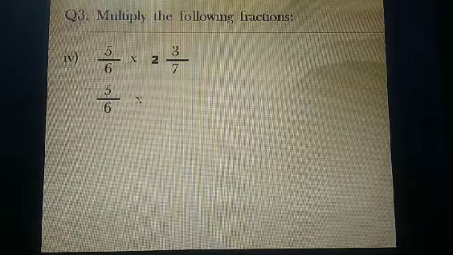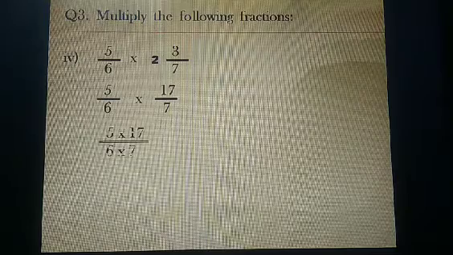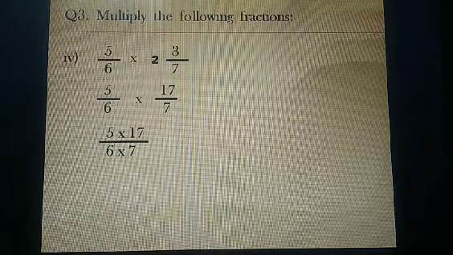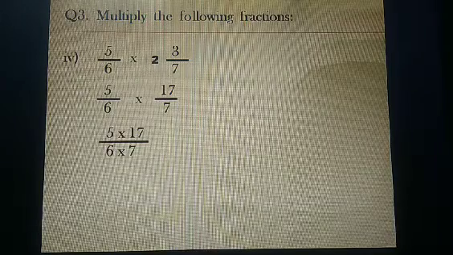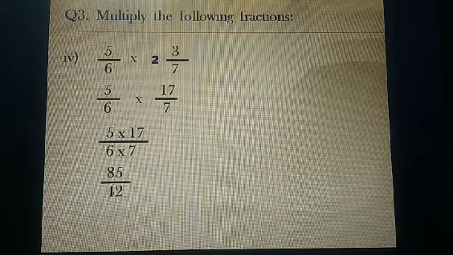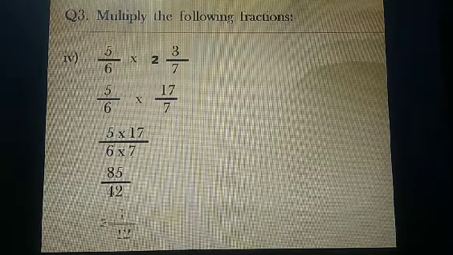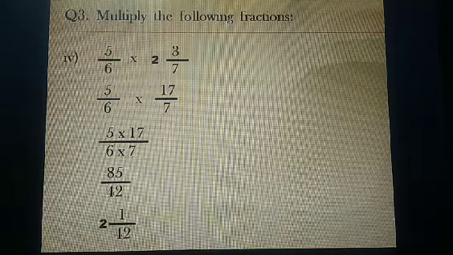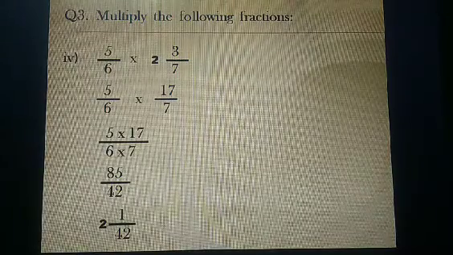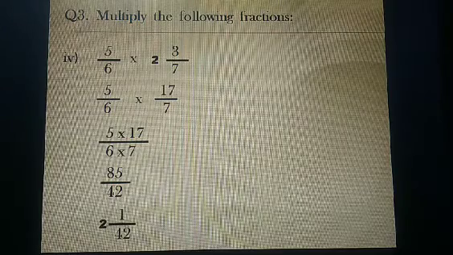Next sum, again 5 by 6 into, change the second fraction as 17 upon 7. Numerator to numerator, denominator to denominator, no common factors, so we will just multiply them. Multiply the two, yes. You will get the answer as 85 upon 42. Now, when you will divide these two, what will you get? You will get the answer as 2, 1 upon 42. So, here 2 is a quotient and 1 is the remainder.